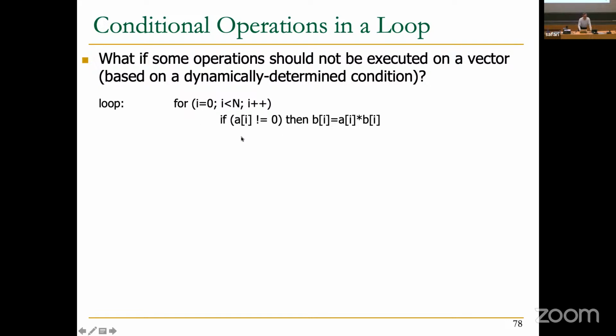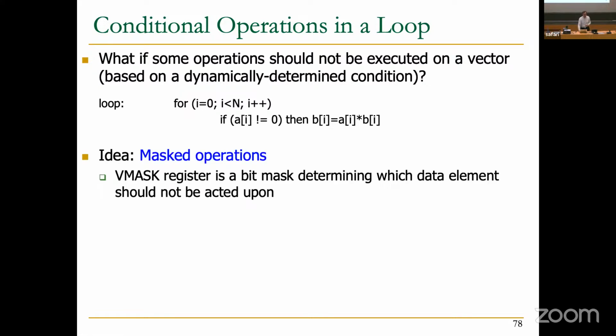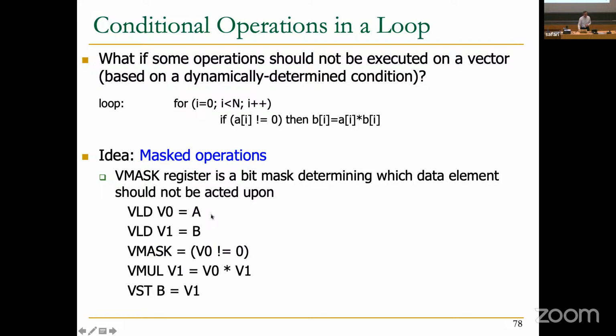But there's some conditional flow execution. If an element is not 0, then you store the result of this multiplication into the destination B vector, as you can see. If an element of A[i] is 0, then you don't actually do the store. So basically, the idea is to use masked operations. You set the vector mask register. It's a bit mask determining which data elements should not be acted upon. So this is how you would translate this code.